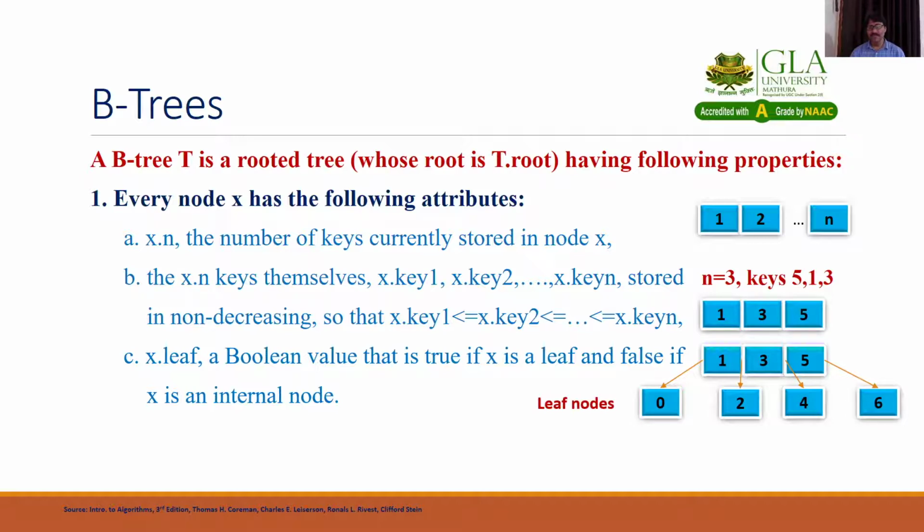So 0, 2, 4, 6, these are the leaf nodes. So the X dot leaf property will be enabled by 1. It will always be written as 1 there. If it is 0, then it is an internal node. So here with 0, 2, 4 and 6, X dot leaf equals 1. That proves that these are the leaf nodes.